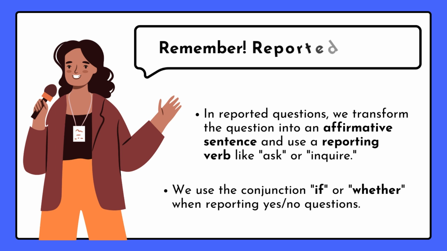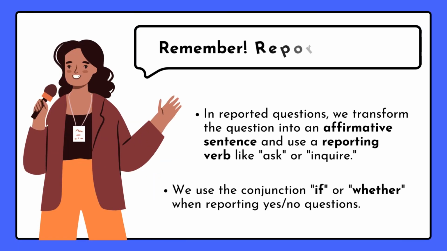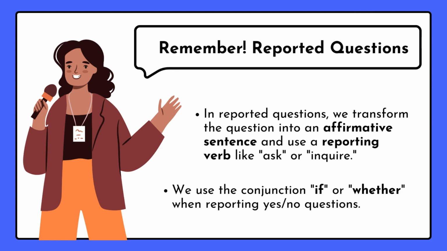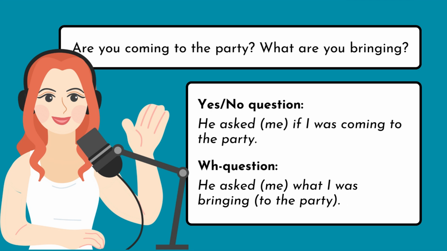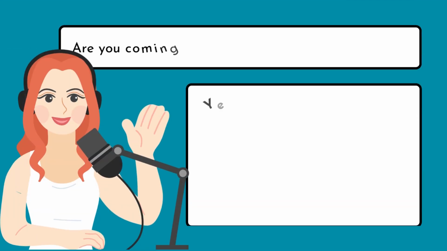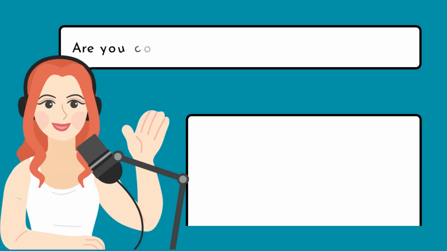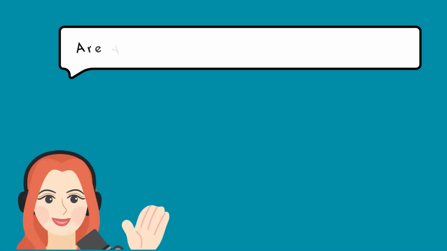Remember. Reported questions. In reported questions, we transform the question into an affirmative sentence and use a reporting verb like ask or inquire. We use the conjunction if or whether when reporting yes/no questions. Are you coming to the party? What are you bringing? Yes/no question: He asked me if I was coming to the party. WH question: He asked me what I was bringing to the party.